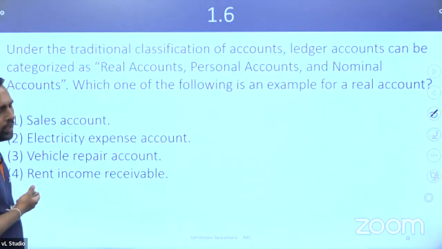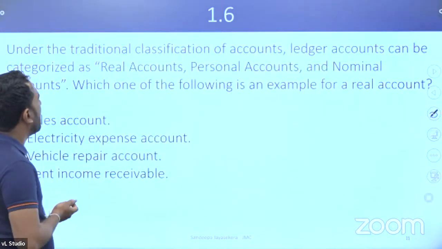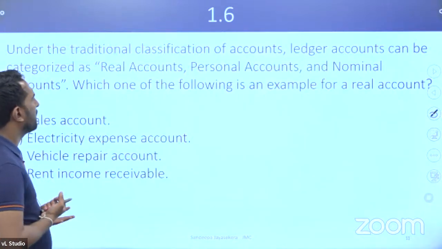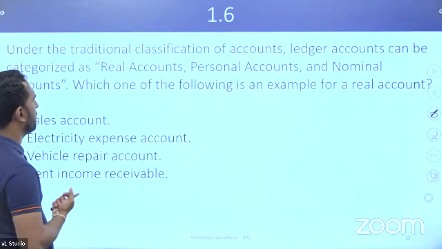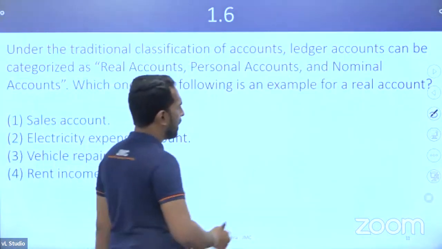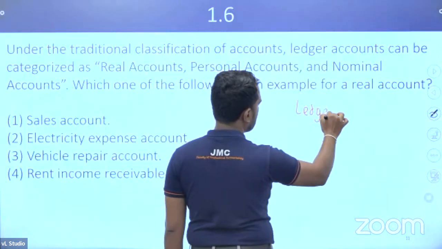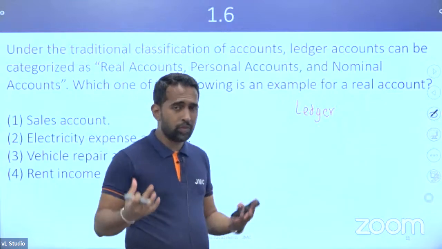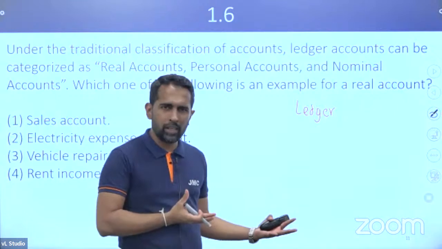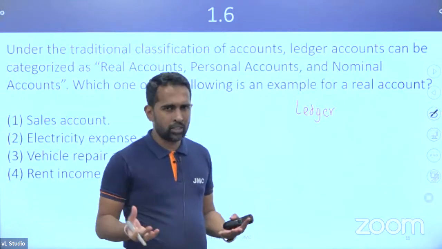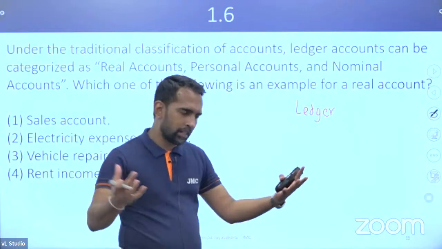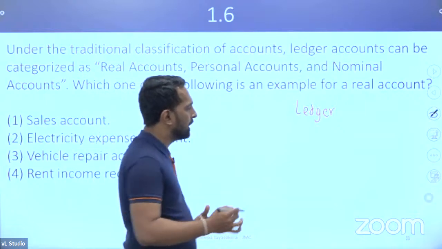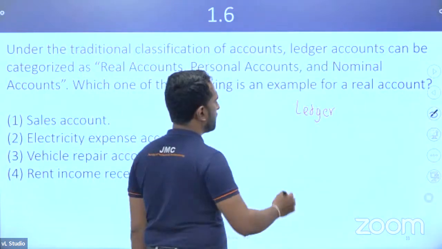Okay, let's come to 1.6. Under the traditional classification of accounts, ledger accounts can be categorized as real accounts, personal accounts, and nominal accounts. Now look here. If you take the ledger, what is a ledger? A ledger is basically a collection of accounts. You can keep it either manually in a book or in an electronic space. That is what we call a ledger, a collection of information.